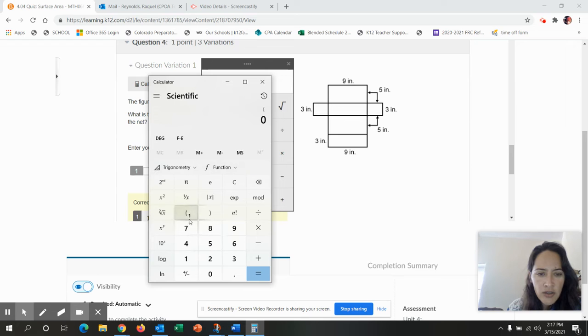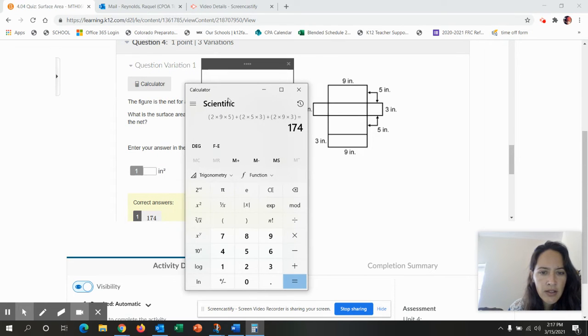So watch, I could do 2 times, let's do 5 times 9 plus 2 times 5 times 3 plus, this is the formula, I'm just plugging in the formula, 2 times 9 times 3. All right, that's going to equal 174. Is that what they're looking at? See, 174. That's because I had parentheses.